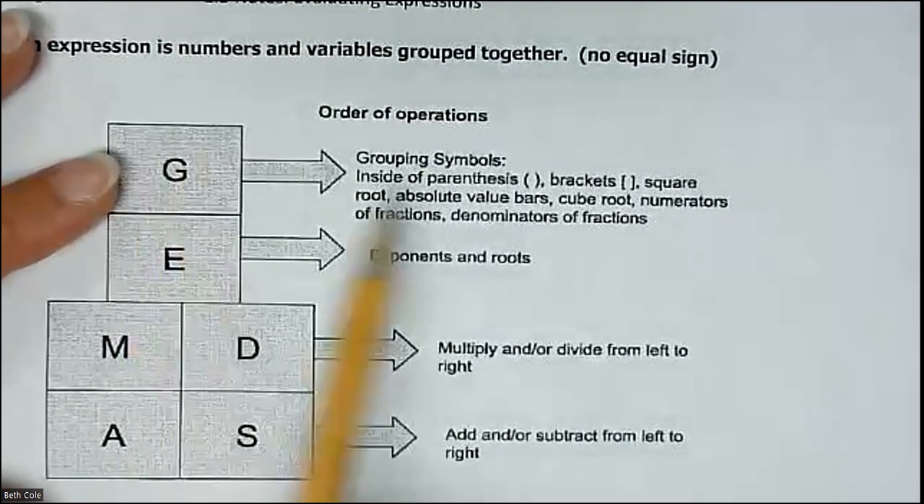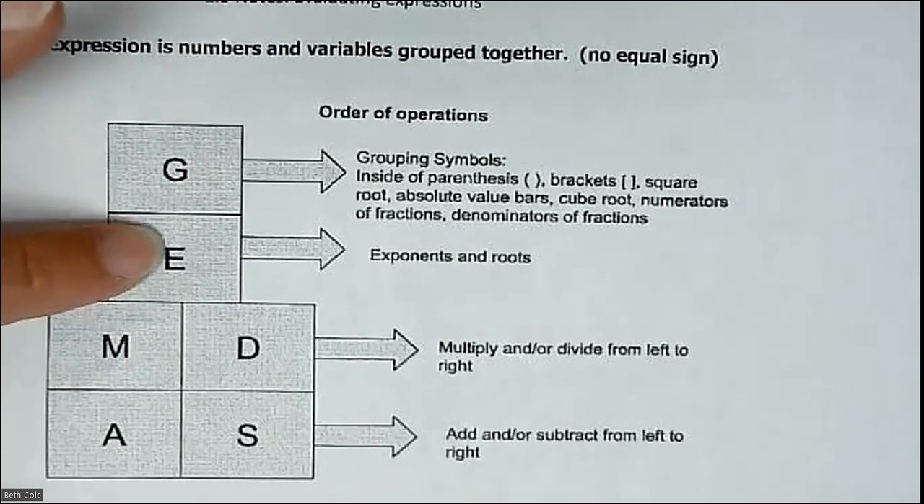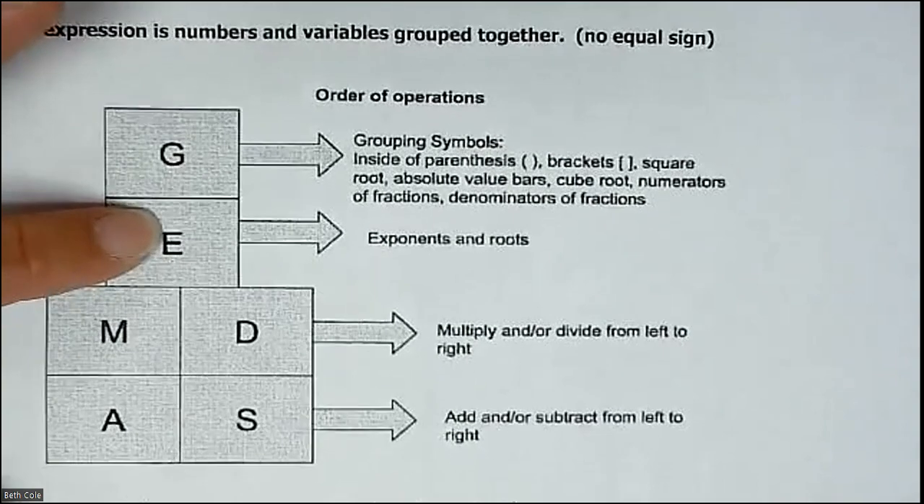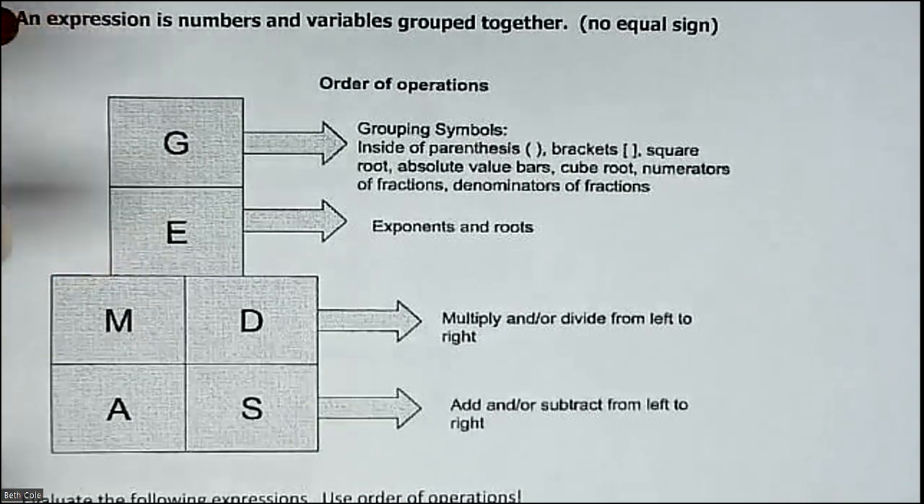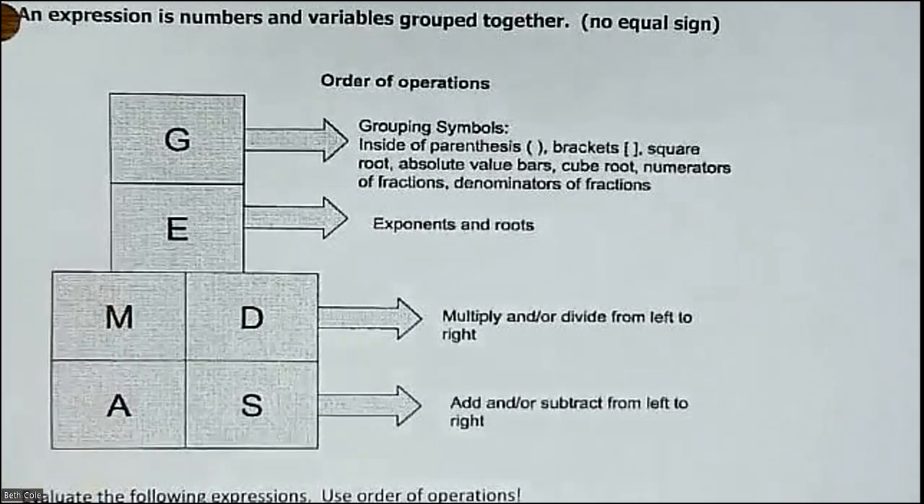So first you do all the grouping symbols. That could be parentheses, but it could also be brackets or whatever's inside of an absolute value, the things that are grouped together. Then you do the exponents. So to the power, that's the squared and the cubed, or I guess it could be a higher power. Then do your multiply and divide, and then do your add and subtract. So that's the order that goes.